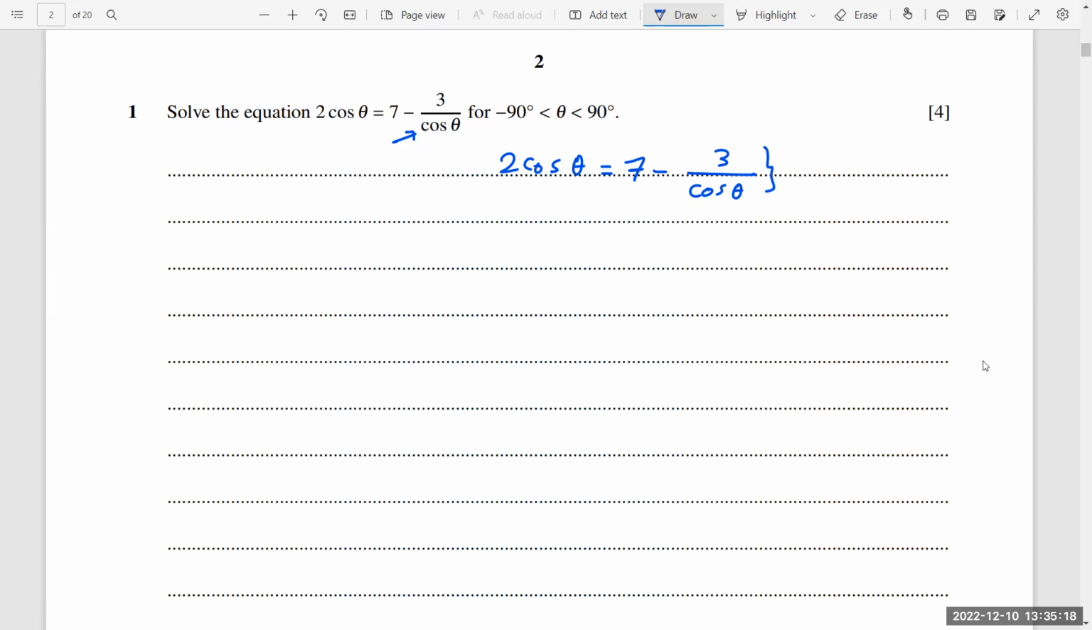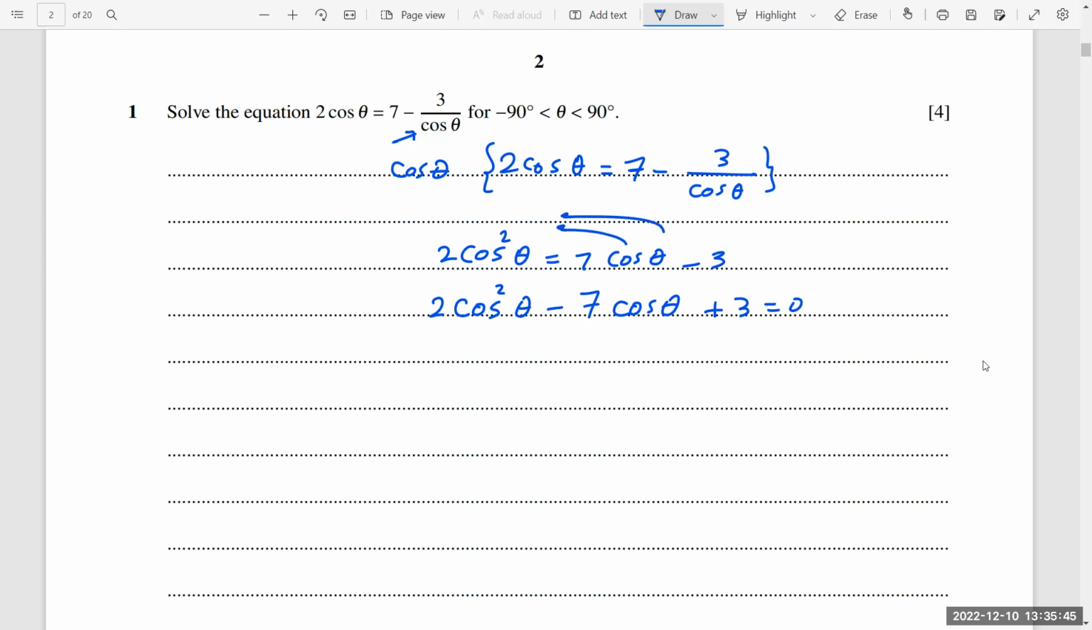When I take the whole equation multiplied by cosine theta, I get 2 cosine squared theta is equal to 7 cosine theta minus 3. And after arranging this equation, I get 2 cosine squared theta minus 7 cosine theta plus 3 is equal to 0. I just move these two terms to the left-hand side. I have a quadratic equation.